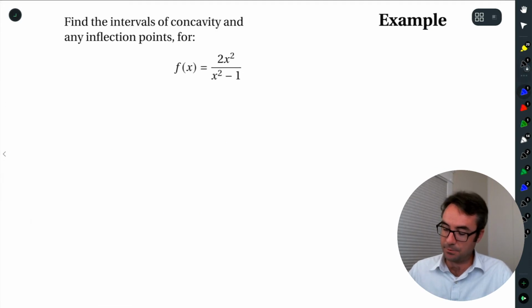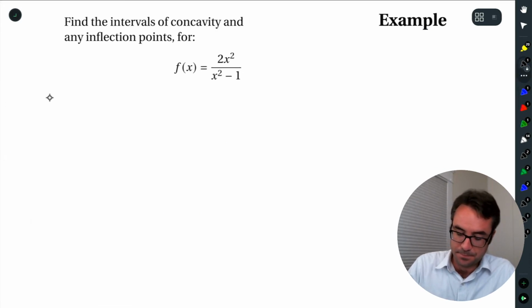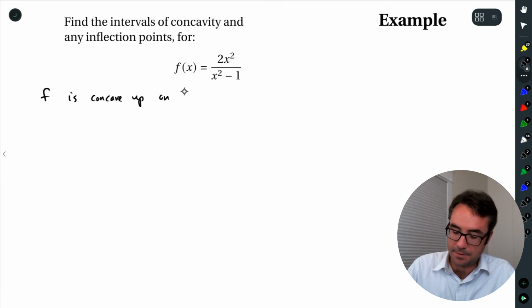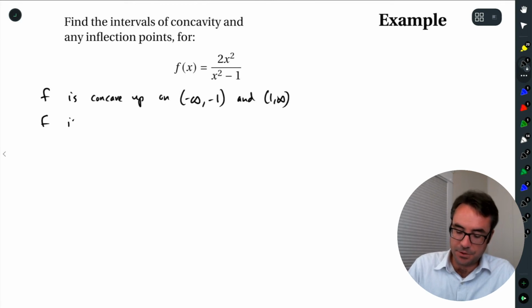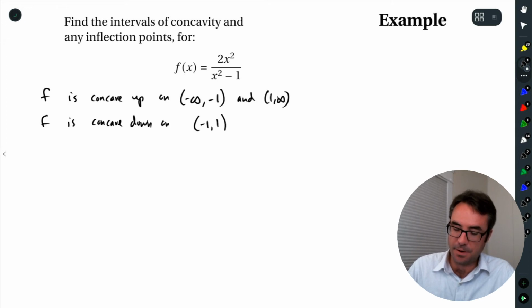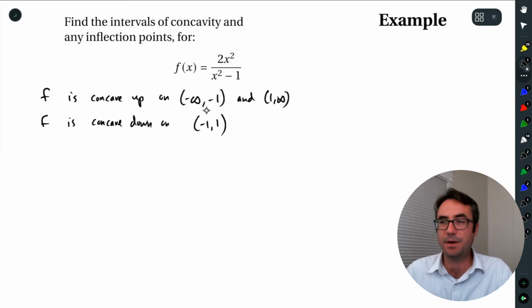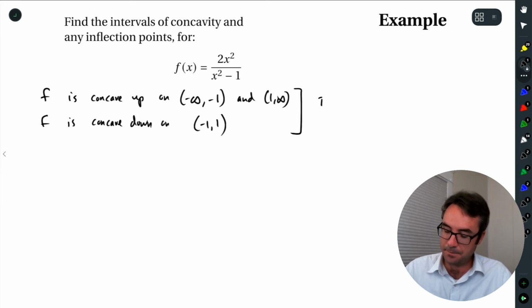Let's just write them out. So f is concave up on the interval from minus infinity to negative 1, and on the interval from 1 to infinity. And f, the original function, is concave down on that interval from negative 1 to positive 1. So we found the intervals of concavity here for this function.